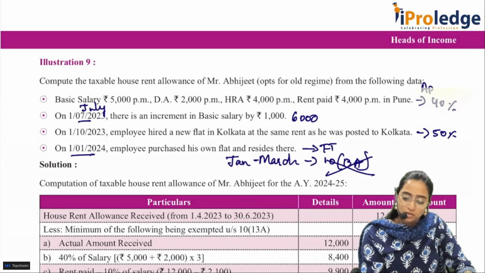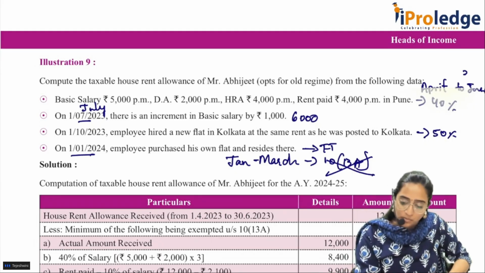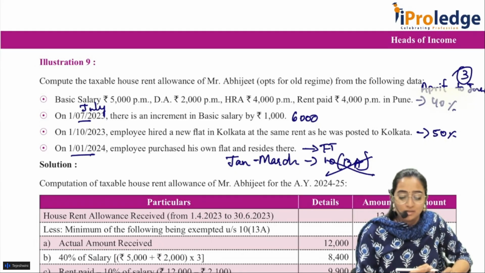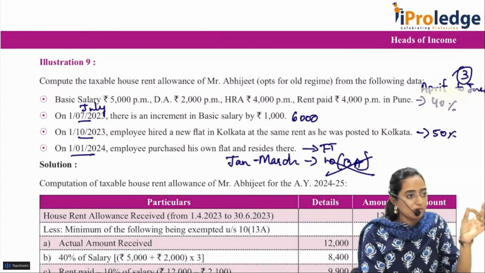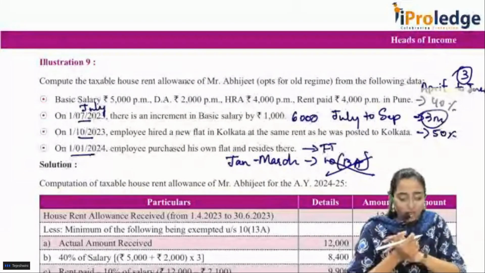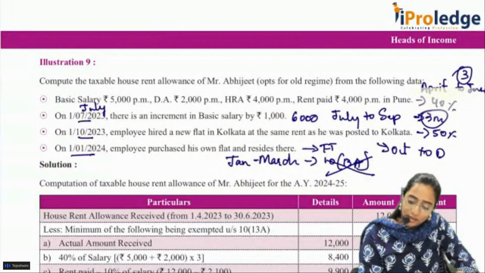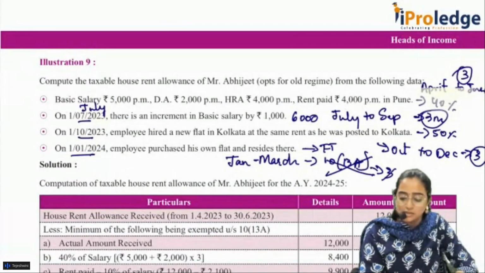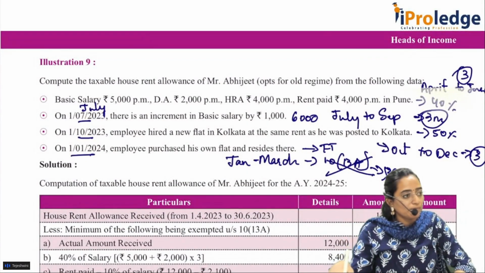So from April to June, you can do a similar calculation: April, May, June, 3 months. And there is an increment in basic salary by 1,000 from July. The next change has come in October. So July, August, September, 3 months. I can consider a 3 month calculation further. Next, from October to December, again 3 months. The next 3 months, there is no exemption at all. Everything becomes fully taxable. Whatever calculation we have done will be the same point that I would be considering over here.